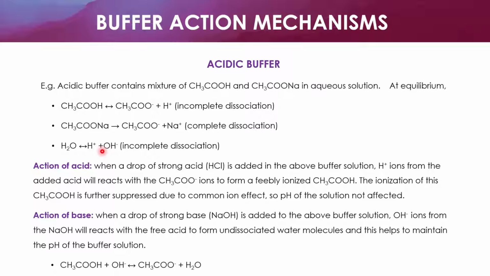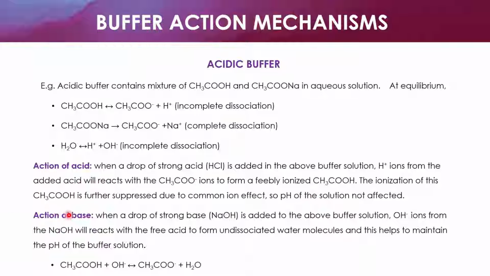So let's see what happens upon the addition of an acid and a base to this acidic buffer. So let's start by looking at the action of acid on this acidic buffer. When a drop of strong acid like HCl is added in the above buffer solution, hydrogen ions from the added acid will react with the acetate ions to form a feebly ionized acetic acid. The ionization of this acetic acid is further suppressed due to common ion effect, so the pH of the solution is not affected.